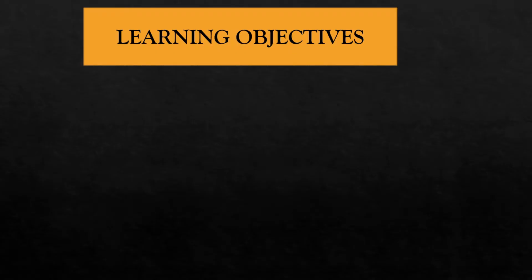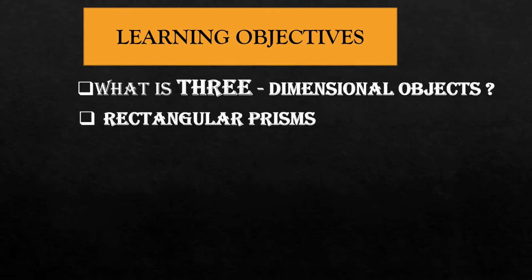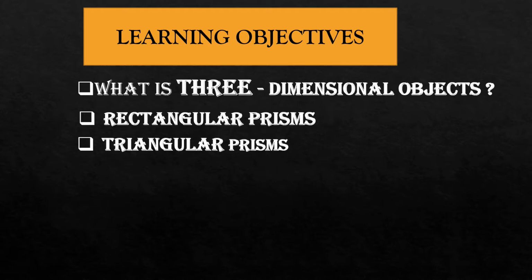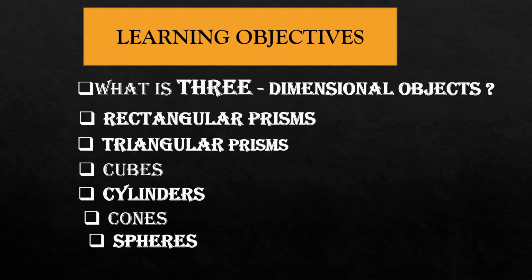Students, let's see the learning objectives of this module. In this module, you will be learning about what is a three-dimensional object, what is a rectangular prism, triangular prism, cubes, cylinders, cone, sphere, and questions related to it. So let's get started.